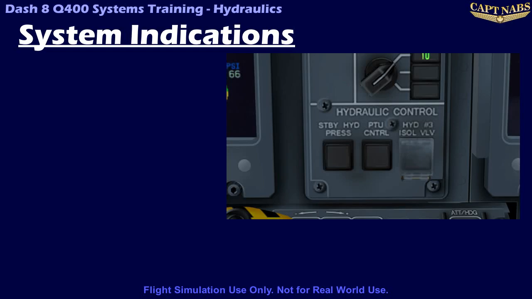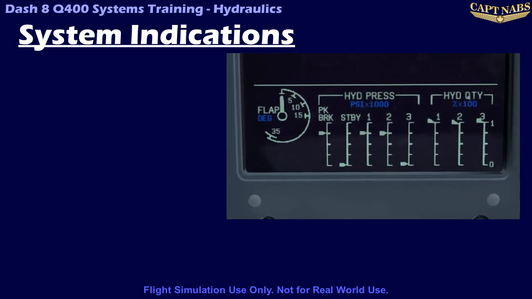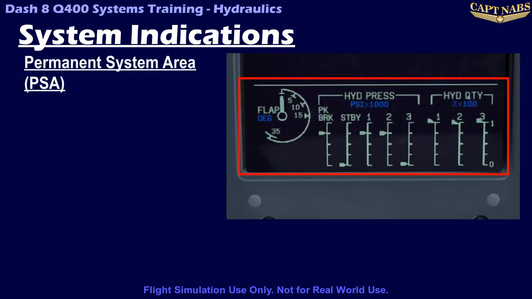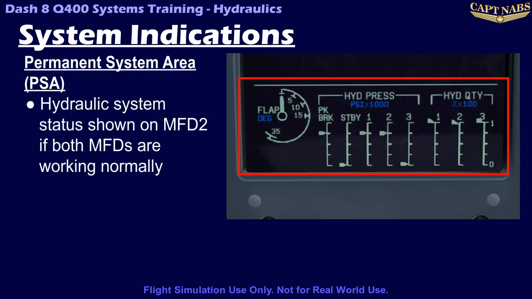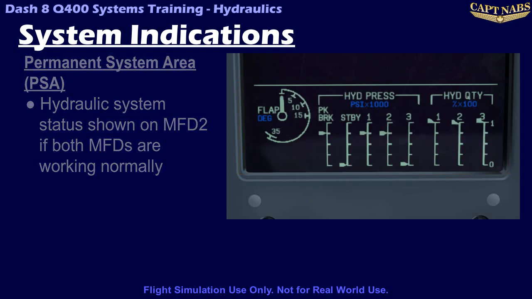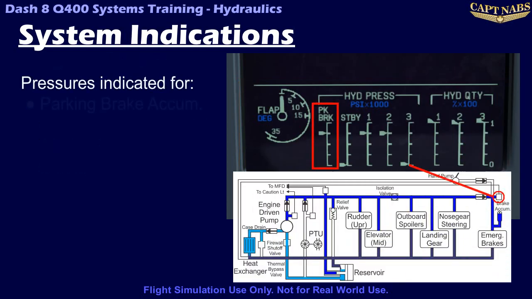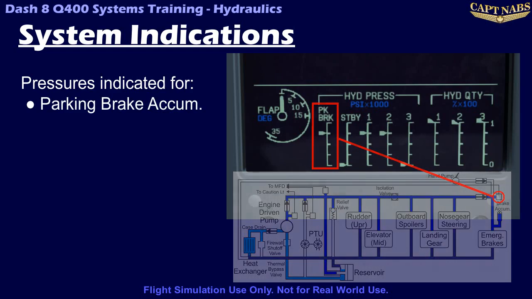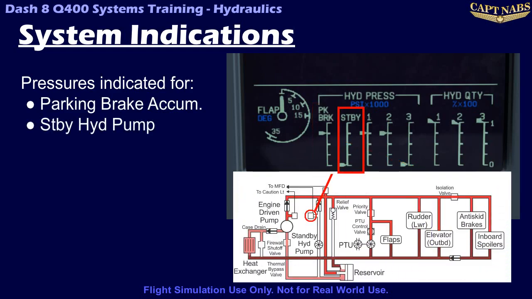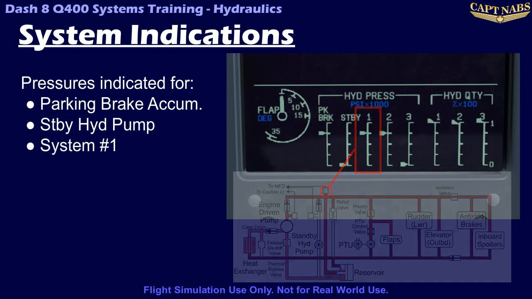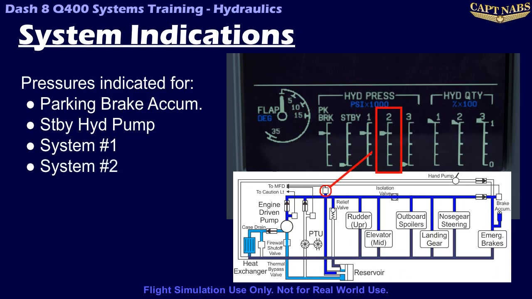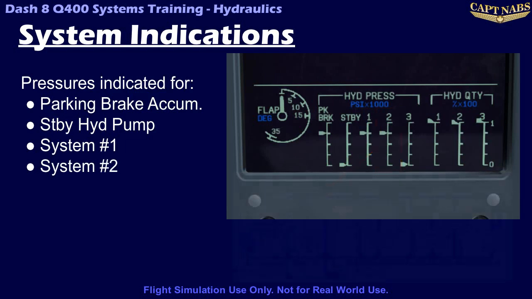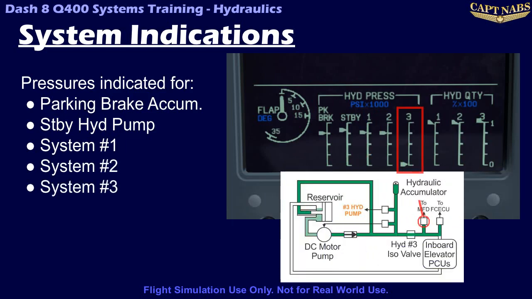There is also an indication of hydraulic system status on MFD2 in the Permanent System Area, or PSA. This area will remain displayed as long as both MFDs are working and in MFD mode. This area displays the following values: parking brake accumulator pressure, standby Hyd Pump output pressure, and system pressure in the number 1, number 2, and number 3 systems.